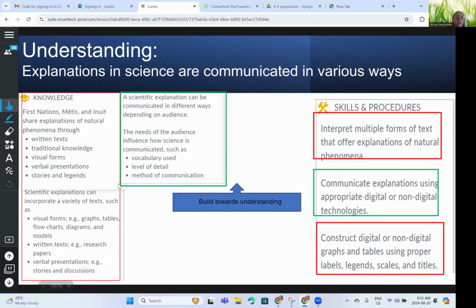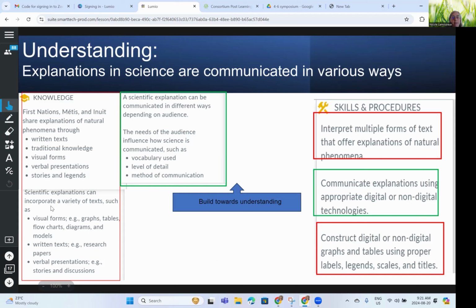So if we go to what's red in the knowledge, it is quite high, because First Nation, Métis, and Inuit share explanations of the natural phenomena through these ways. So I think of sky science, right? They have their own explanation of why the constellations are what they are, right? Through stories and legends or other means.